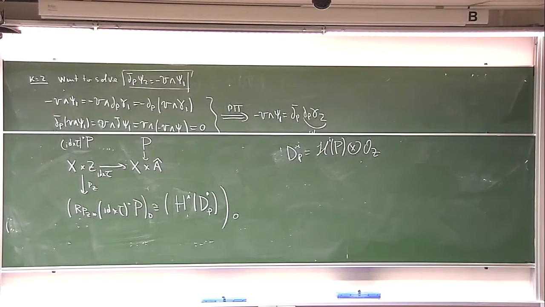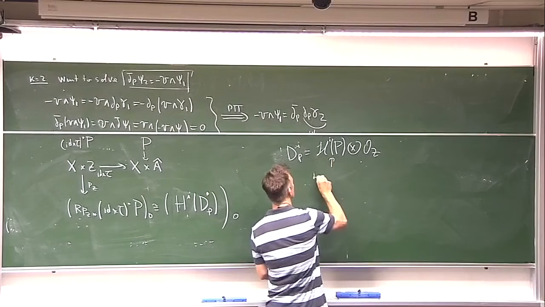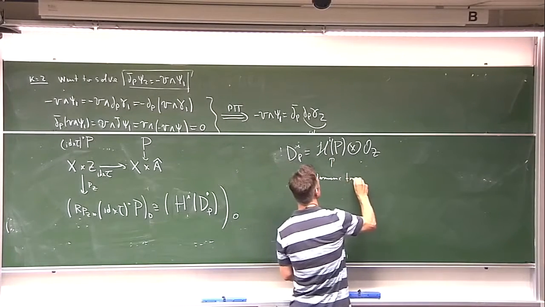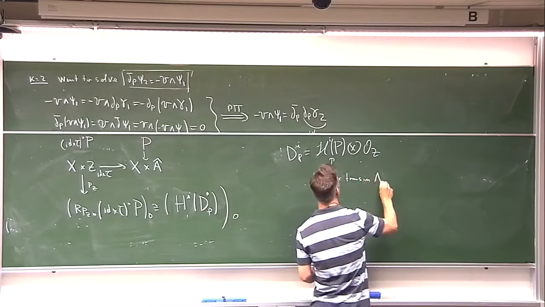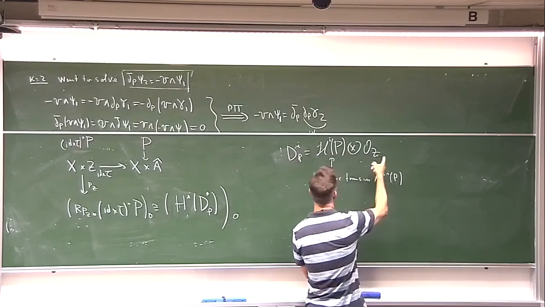This should be the harmonic forms in A0I of P. So this symbol denotes harmonic forms in A0I of P. And then I need to tell you what the differential is.